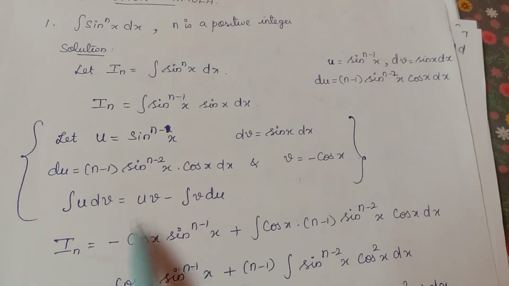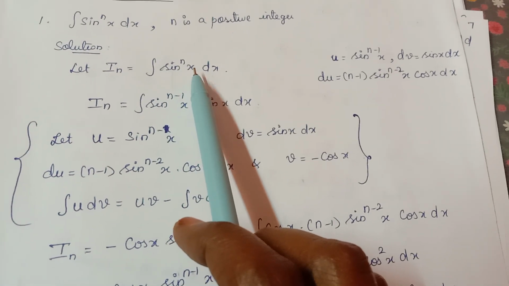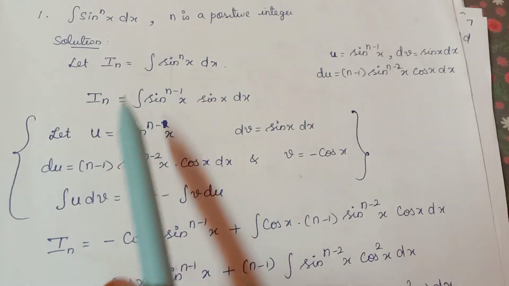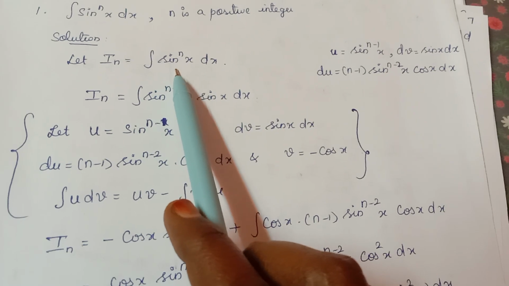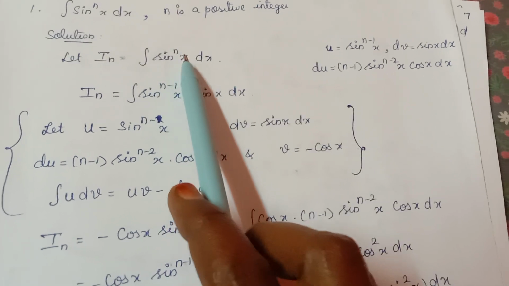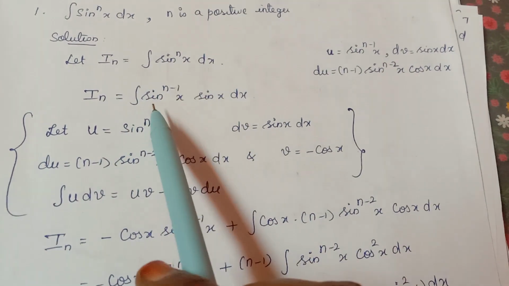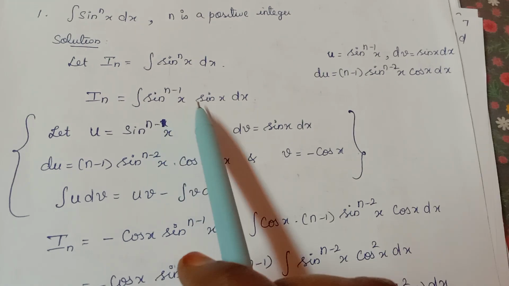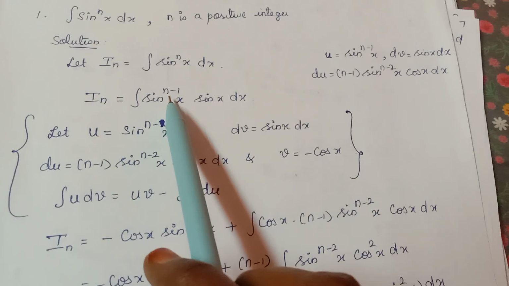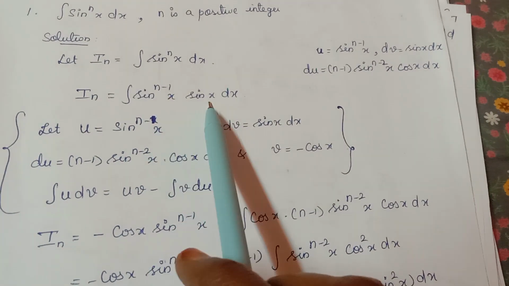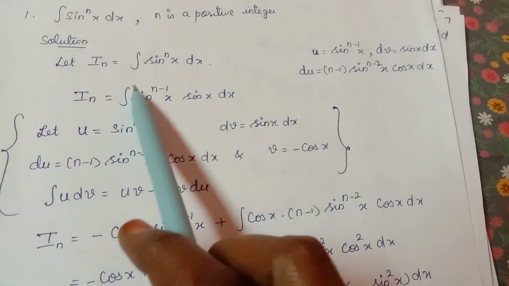But here you see we have sine power nx. This we cannot integrate directly as it is. So I have to apply integration by parts. But for applying integration by parts, I am having only one function here, sine power nx. So for applying this formula, I am going to split this sine power nx as sine power n minus 1 x into sine power 1 x dx. Power n is split into two parts, one is n minus 1, another one is 1, so that together the product will become sine power nx dx.